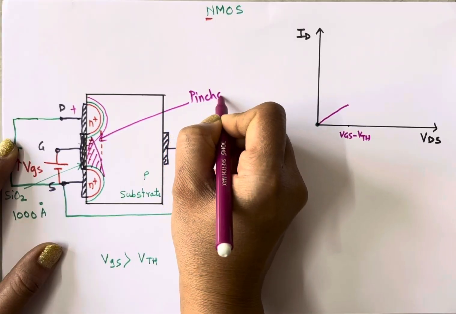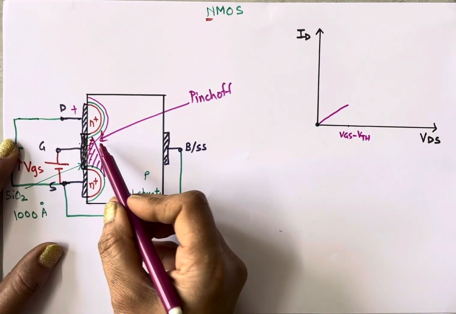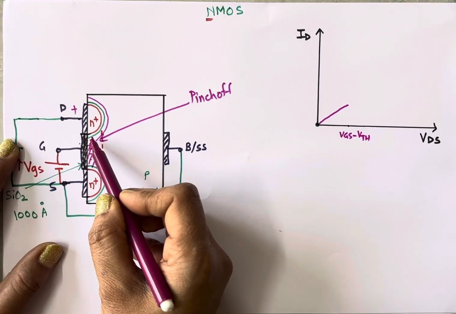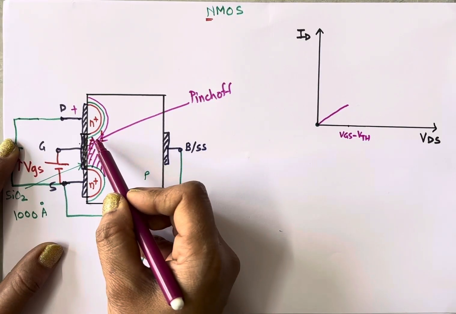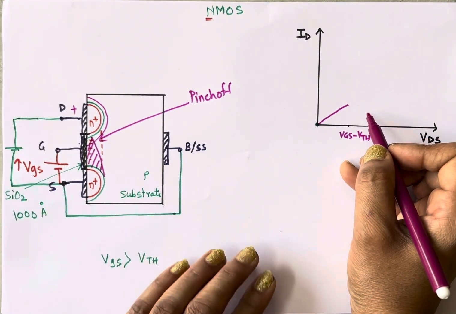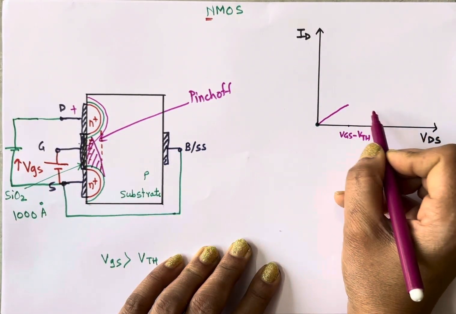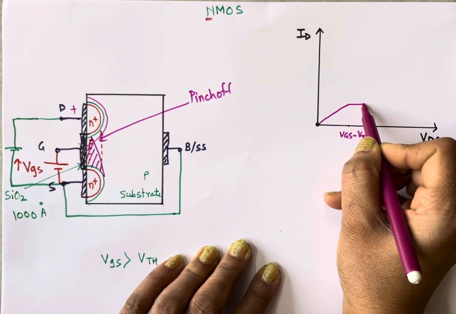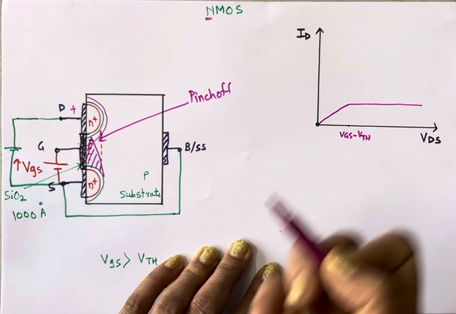Pinch off region. And because of this pinch off region and the decreased channel width near the drain terminal, why is it happening? Because of the reverse biased PN junction, the drain current cannot increase. So here the drain current remains almost constant.